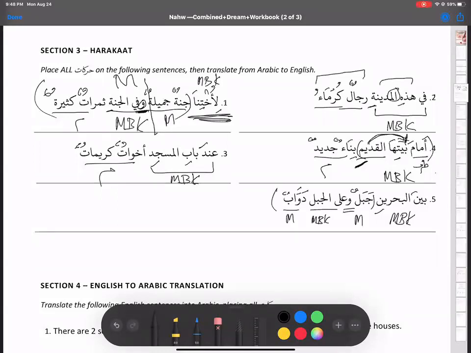Okay, so this is how it's going to go. So how are we going to translate? Between the two seas, in the two Bahrain, there is a mountain between the two seas. And upon the mountain there are creatures. Very good.